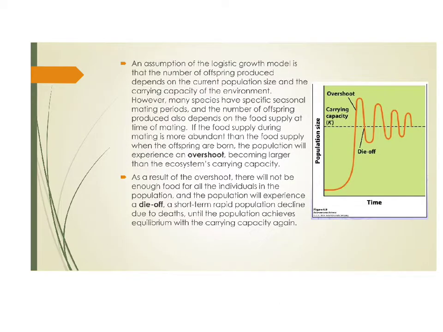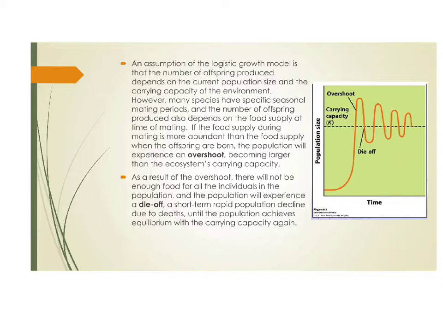An assumption of the logistic growth model is that the number of offspring produced depends on the current population size and the carrying capacity of the environment. And those are valid assumptions. However, many species have specific seasonal mating periods, and the number of offspring that are produced also depends on the food supply at the time of mating. So for example, if there's a lot of food available at the time of mating, then you're going to have more organisms produced during that mating period.